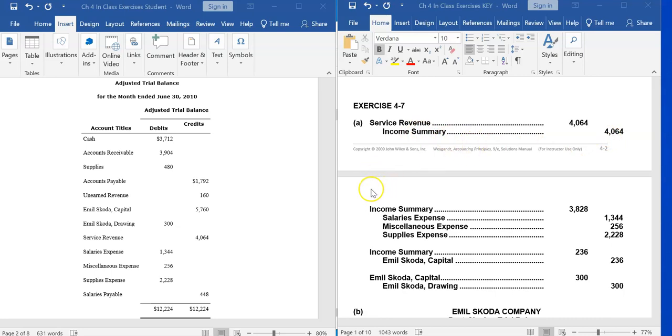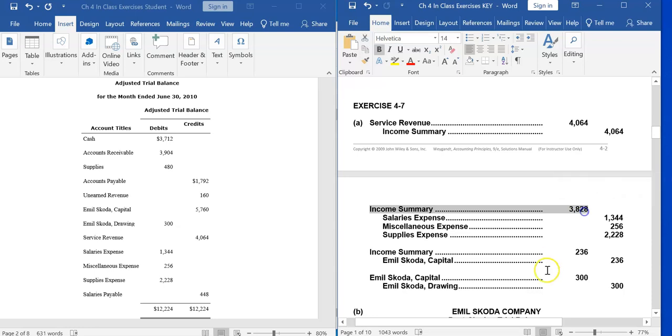The second closing entry will close out expenses. Here we're seeing 3 expense accounts: salaries, miscellaneous, and supplies expense. They all have debit balances. To get rid of their balances, we will credit them. Here we are seeing those 3 expense accounts being credited for their balances. The total amount of all expenses being transferred out of the expense accounts goes into income summary with a debit, $3,828.